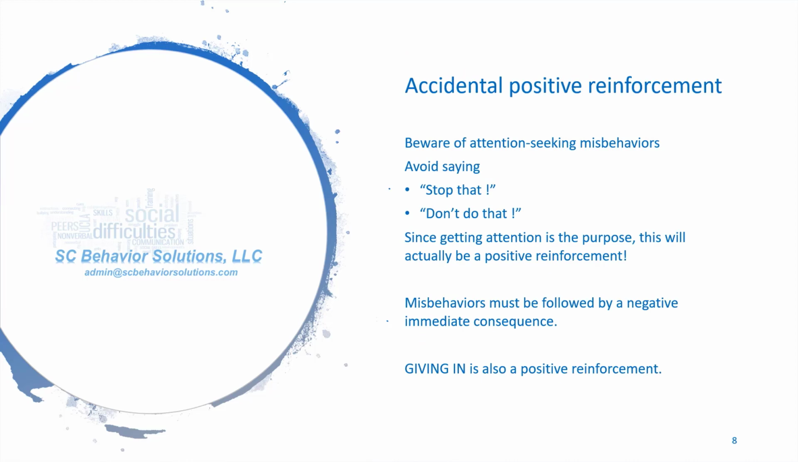Parents should be mindful of what is called accidental positive reinforcement. Attention-seeking behaviors should not be rewarded by giving the child attention. For example, you should avoid saying, "Stop that, don't do that." Getting attention is the purpose of the behavior, and this will actually act as a positive reinforcement. Misbehaviors must be followed by a negative immediate consequence. By the way, giving in to a child after insistence is also a positive reinforcement to the behavior, and the behavior is likely to repeat itself.